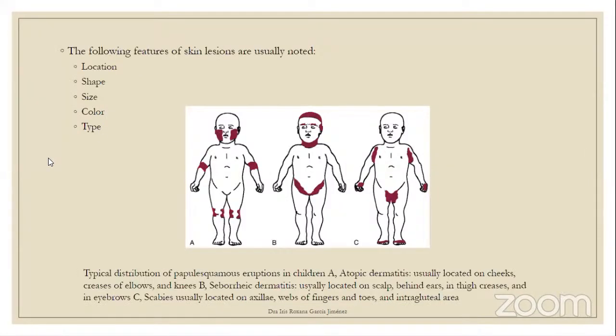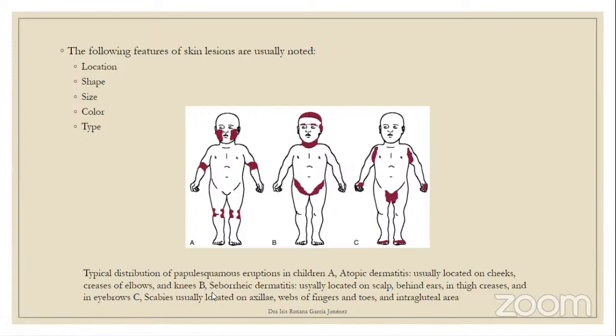This is an extra chart just for showing you extra vocabulary. When we check the location, shape, size, color, and type of the skin lesion, and according to the pictures, maybe we can catch how to memorize the way to describe it properly. The typical distribution of papulosquamous eruptions in children: A, atopic dermatitis, for example, on the cheeks, the elbows, and then the knees. That's enough.